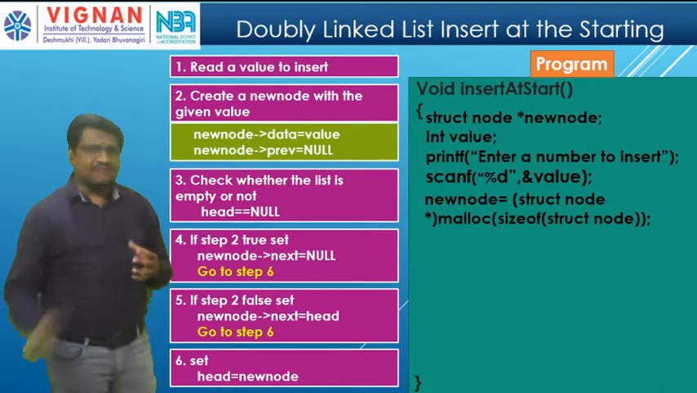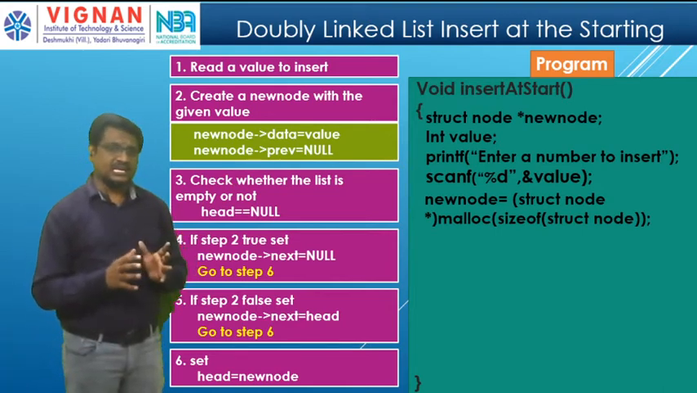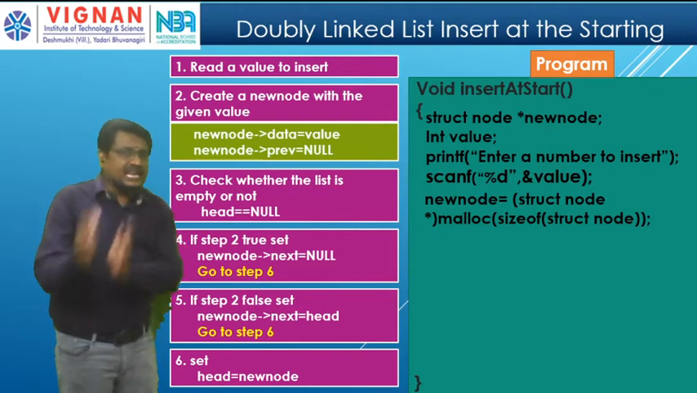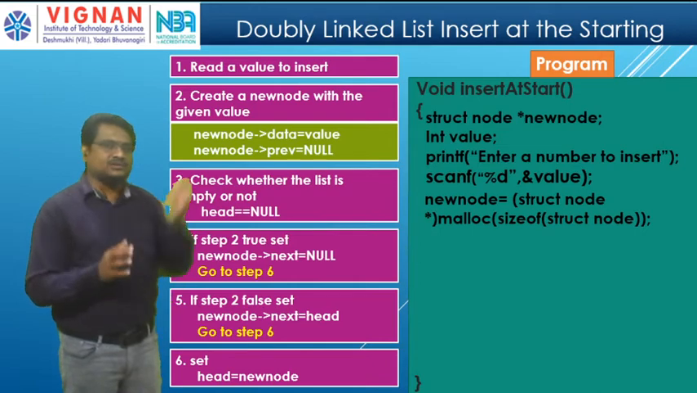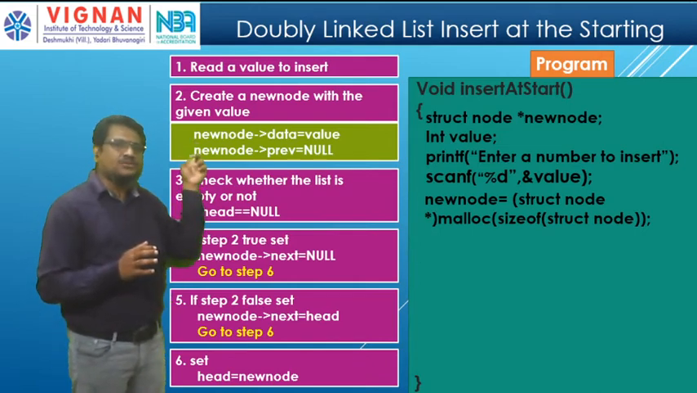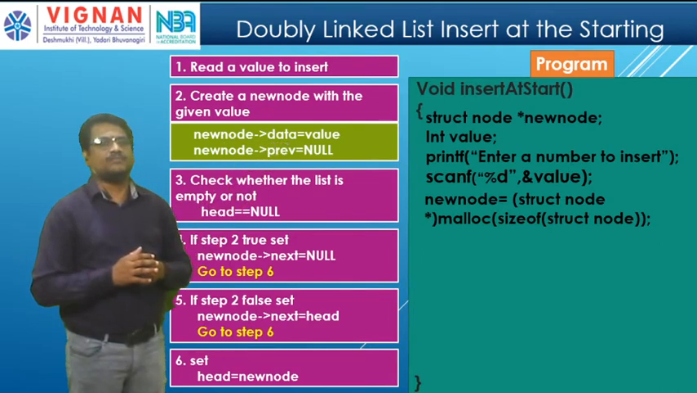Next, I am inserting an element at the end. So automatically the element's next address field will become null. Why? Because it is the last element. Am I right? So here also I am directly putting new node next element as null.